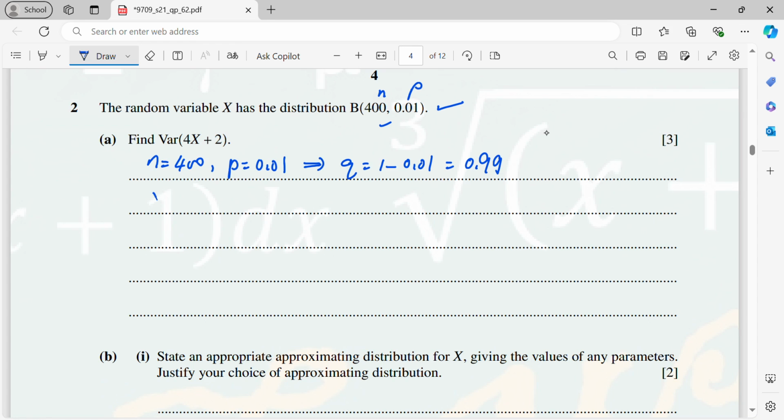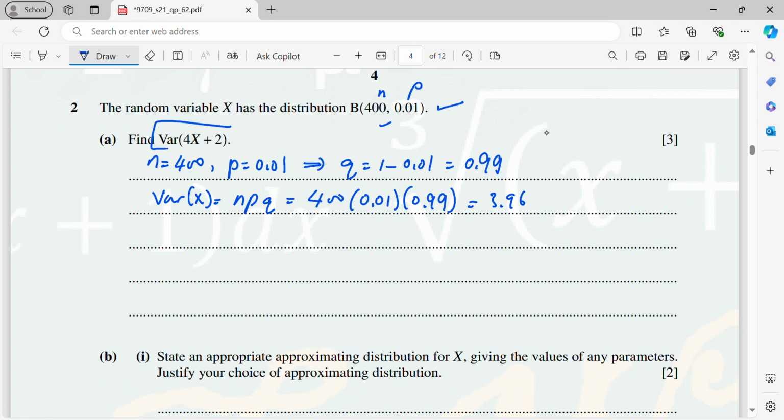So basically the variance of x, because your x is binomial distributed, is basically npq. That is going to be 400 times 0.01 times 0.99. This is going to be 3.96.